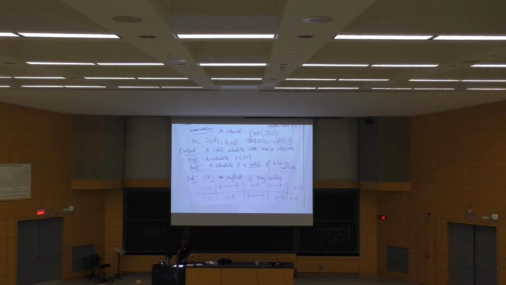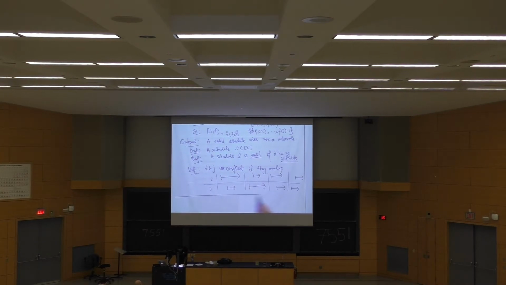So given i, you can immediately recover the start and the finish times. So my question to you is, if I give you i and j, how quickly can you decide if i and j conflict?